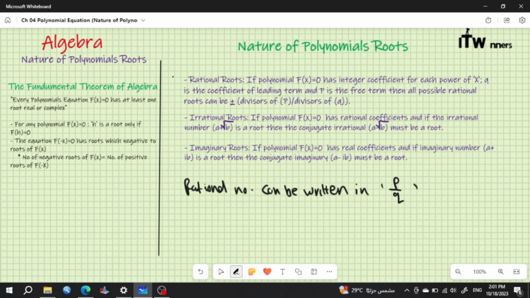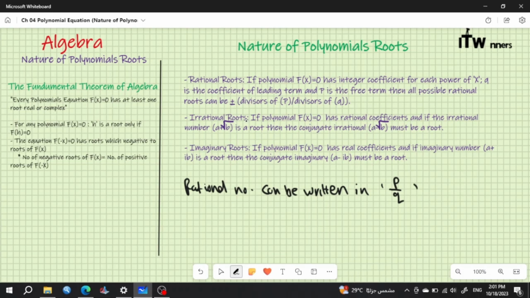So the first is rational roots of a polynomial equation. If I have f(x) = 0 with integer coefficients of x, and the coefficient of the leading term is q and b is the free term of the polynomial equation, then all possible rational roots can be plus or minus a divisor of b over a divisor of q.